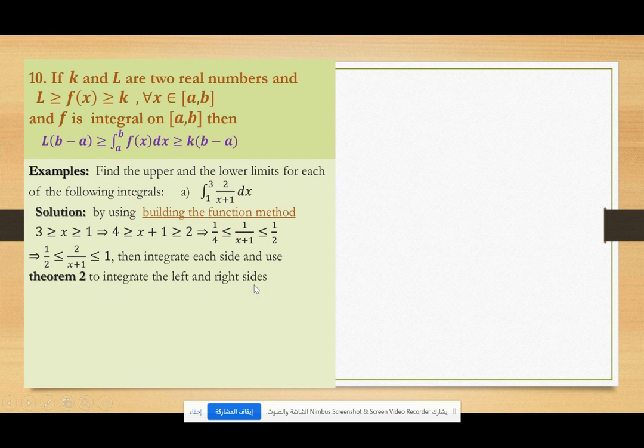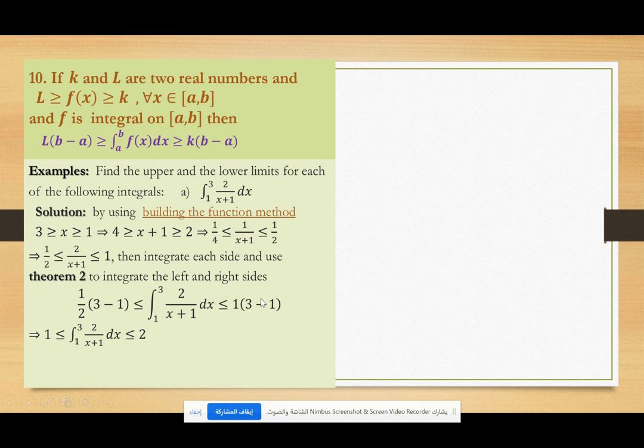Integrate left and right sides. You will get exactly like that. Half is the constant, keep it, multiplied by your interval b minus a, which is 3 minus 1, smaller than or equal to. The integration here is not constant, you should write it. Integration from 1 to 3 of the function 2 over x plus 1 dx, which is your function, is smaller than or equal to. Again, you are dealing with theorem number 2 on the right side. 1 stays as it is as a constant value multiplied by b minus a, which is 3 minus 1.